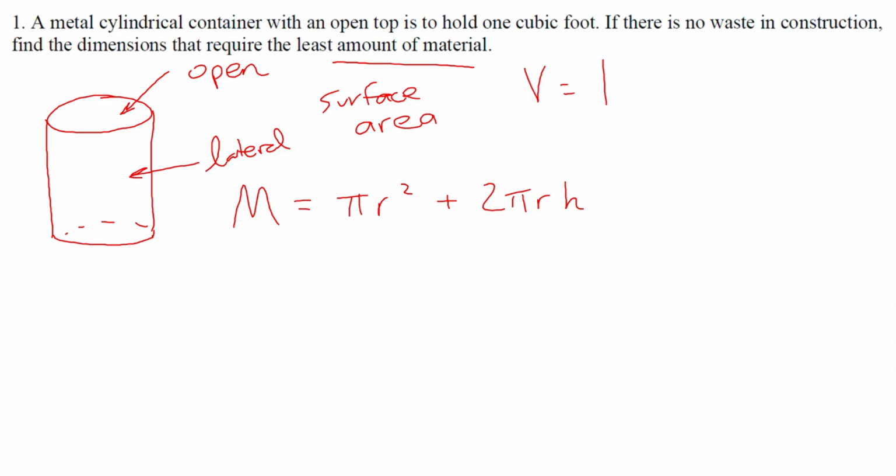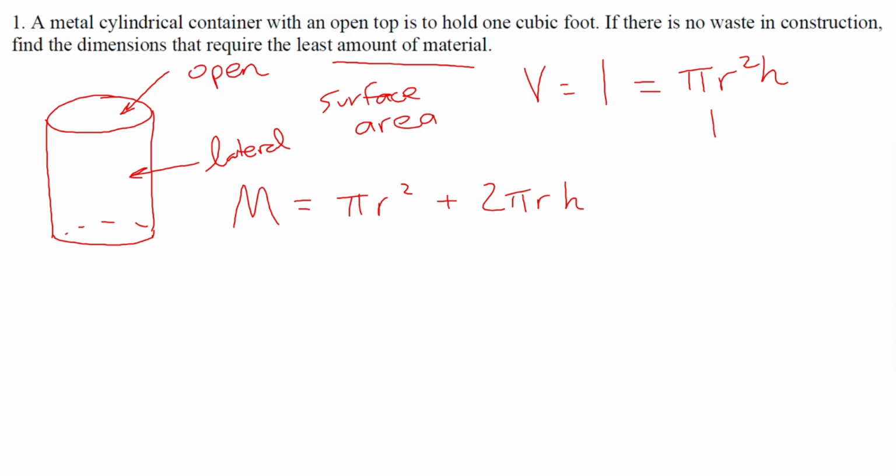The issue that we have here is that there are two different variables in our function. There's an r and there's an h, which is why it's very important that we recognize that the volume had to be 1. So if the volume has to be 1, that means that 1 is equal to the volume formula for a cylinder, which is pi r squared times h. And all of those formulas on the geometric formula sheet, you're going to have to know them for all these problems. So if you don't know them, make sure you go and memorize all of those, or at least be able to find them easily enough.